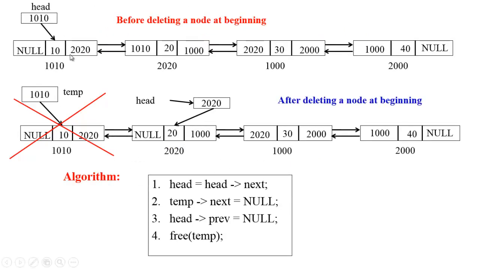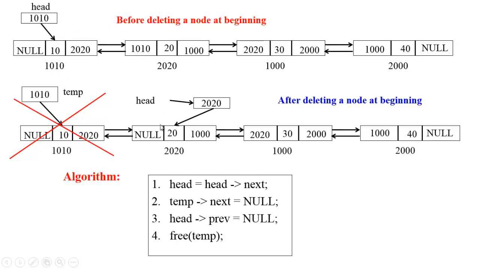Consider these are four different nodes present in the given linked list: node 1, node 2, node 3, node 4. My aim is to delete the node at the beginning of the given linked list. I'm going to delete 1010. Initially, the head pointer points to the first node in the given linked list. What is the head pointer? 1010. I'm going to change the head pointer.